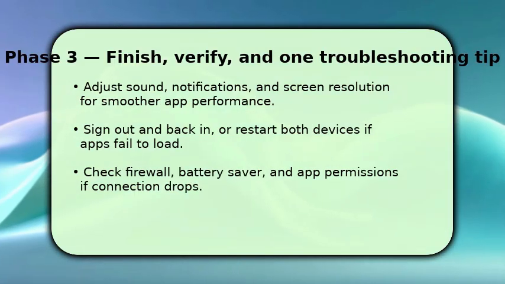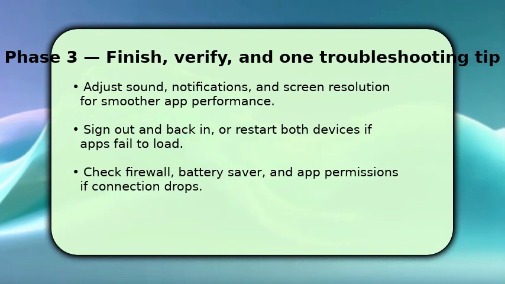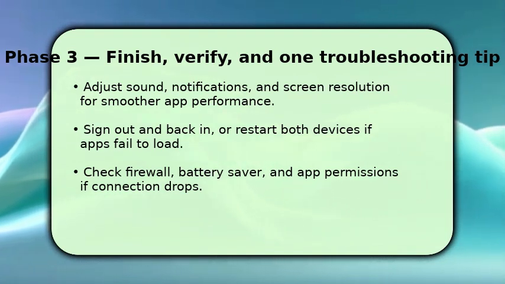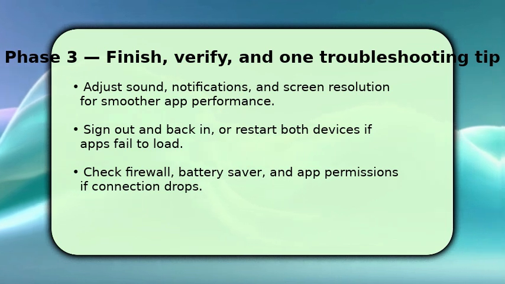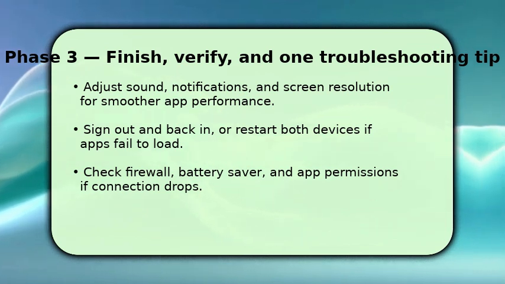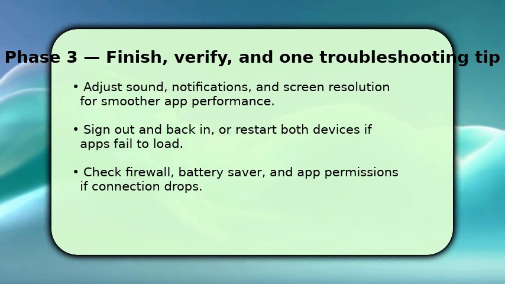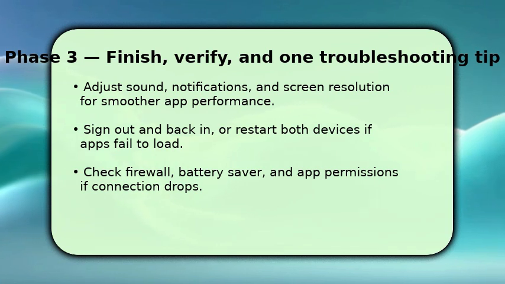To finish, tweak audio and notification settings and resize app windows for a comfortable workflow. This improves responsiveness. If an app won't load, sign out of Phone Link and the phone companion, then sign back in or restart both devices to clear transient errors.